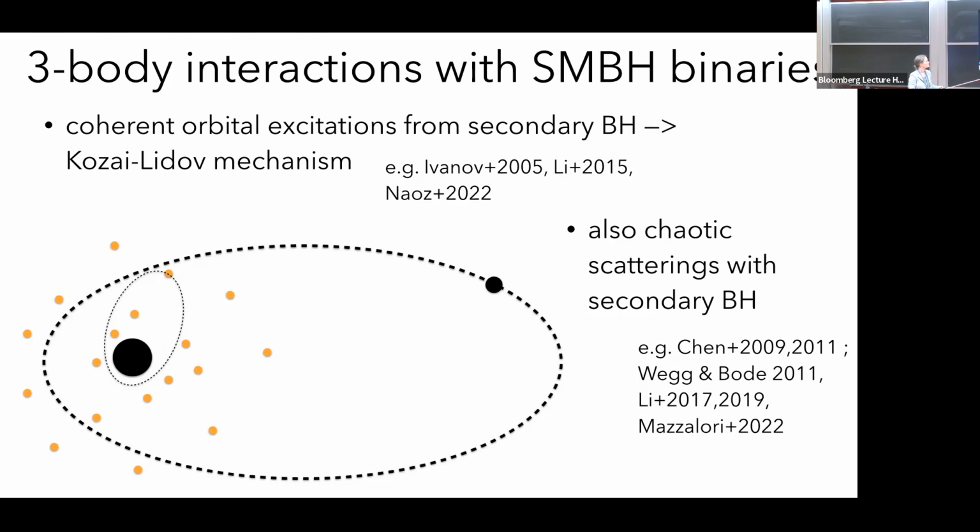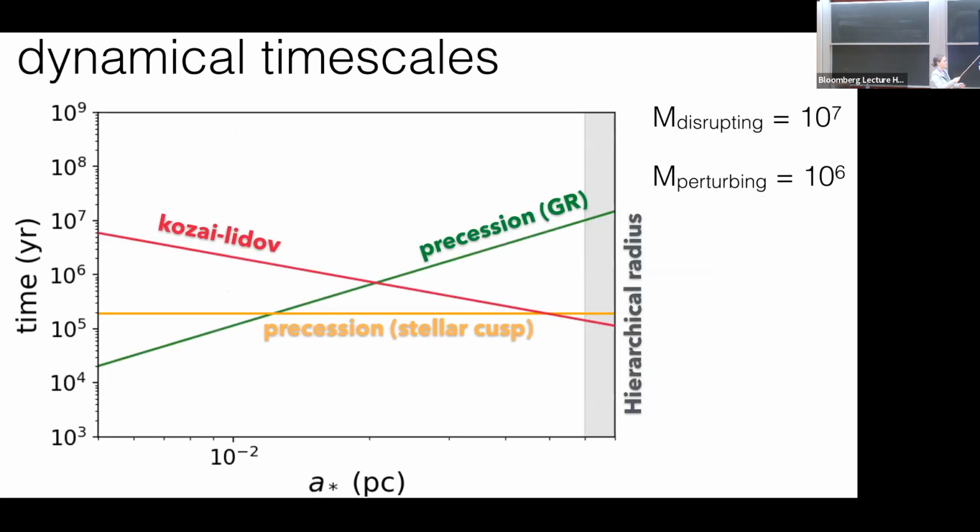But if we look at the coherent orbital excitations, it's actually hard to get very high eccentricities for a lot of these stars around the larger black hole, because the precession timescales, both from general relativity and also from the stellar cusp, end up being a lot smaller than the quasi-Lidov-Kozai timescale over much of the parameter space. And so they suppress the excitations that you would normally build up, and you get fewer disruptions. Most of this previous work has found that around the larger black hole, most of the TDEs are coming from these chaotic scatterings.